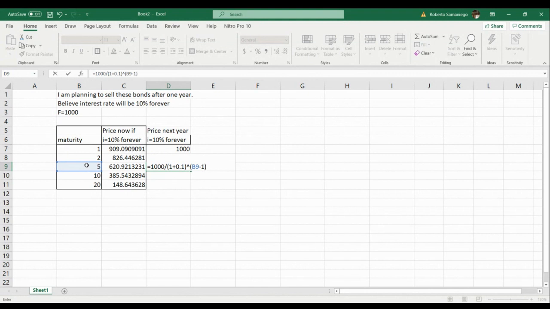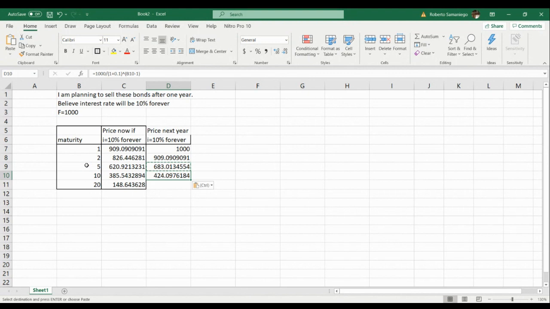or 4 years left. The advantage of doing it that way is because then I can copy this and paste it here, and you can see it's updated. It knows that it's supposed to look to the left to figure out what's the power here. So it's 1,000 discounted, not 10 times, but 10 minus 1 times, or 9 times, which is exactly what we want. 1 year has passed, there are 9 years left, and I can do the same for the 20-year bond. 19 years are still left.